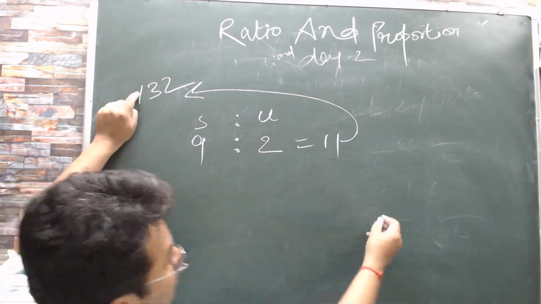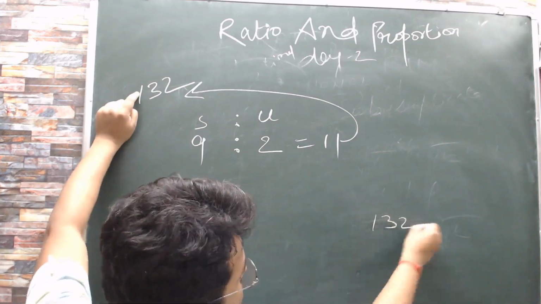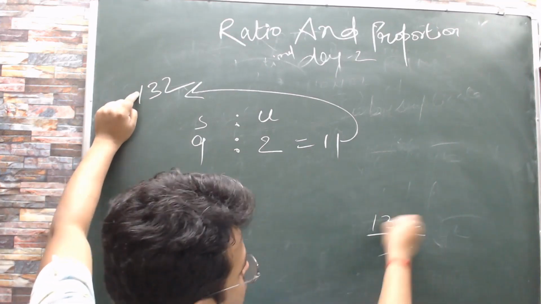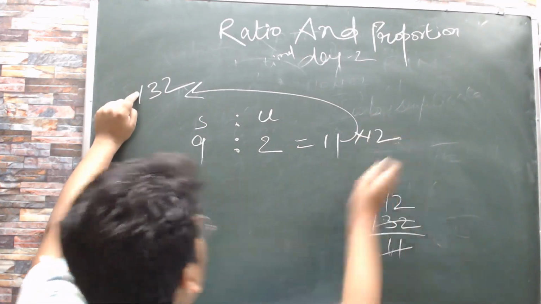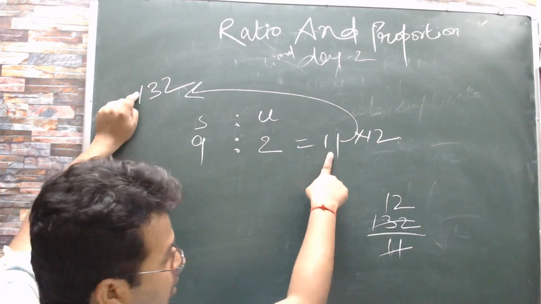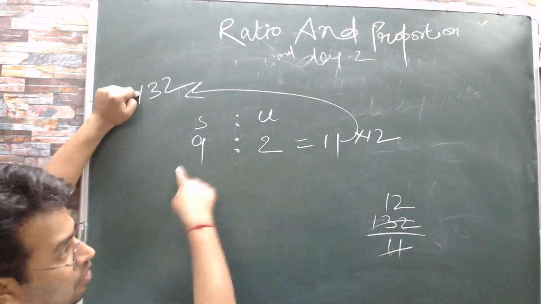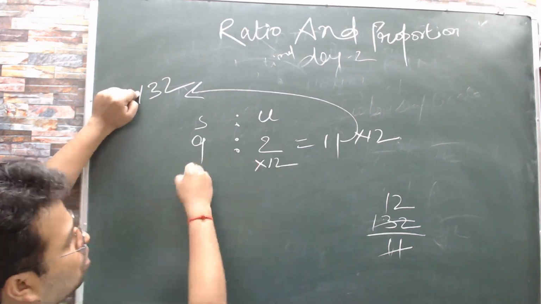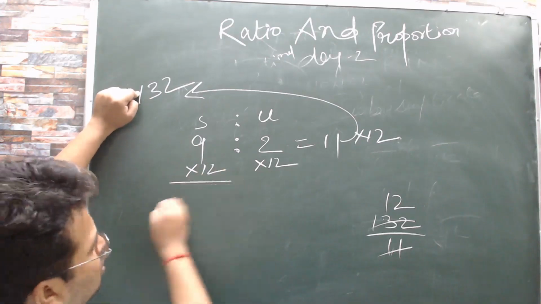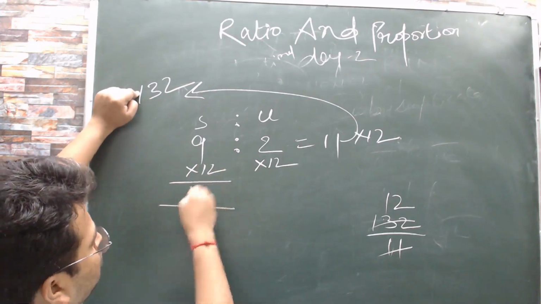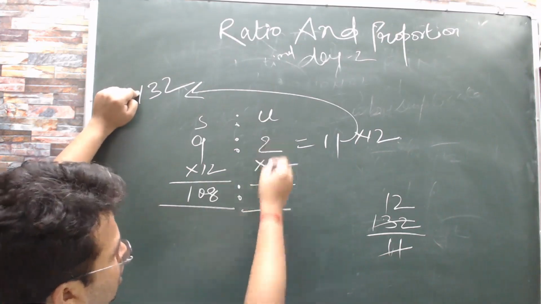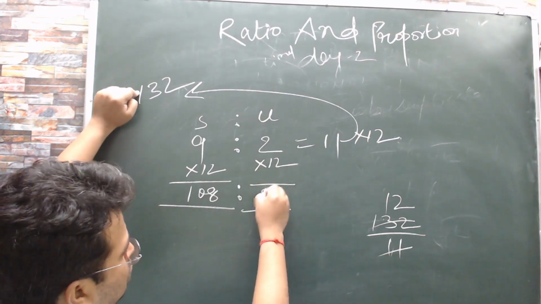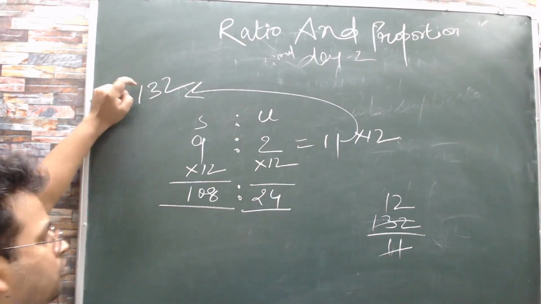What will you multiply here? To know it, see, 132 divided by 11. You will get 11 1s are 11, 11 2s are 22. So if you multiply by 12 here, you will get 132. In math, if you are multiplying somewhere, multiply everywhere. So multiply 12 here also and 12 here also. So you have successful students, 12 9s are 108, and unsuccessful students are 12 2s are 24.